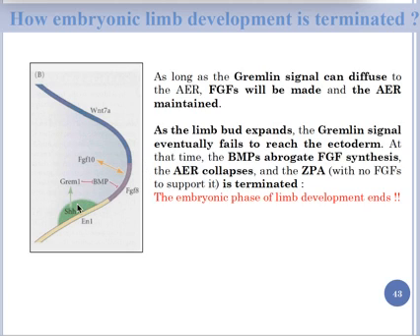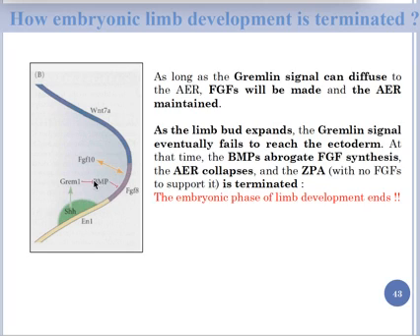But during the growth, as the limb bud expands and increases in size, the Gremlin signal will fail to reach the ectoderm. So its activity cannot be that efficient, since it cannot diffuse over large distances to inhibit the BMP, to prevent the BMP from inhibiting the FGF8. So it cannot have any more an effect on the BMP.